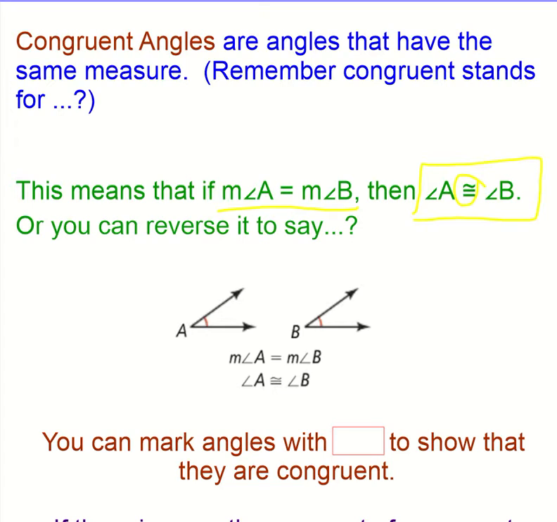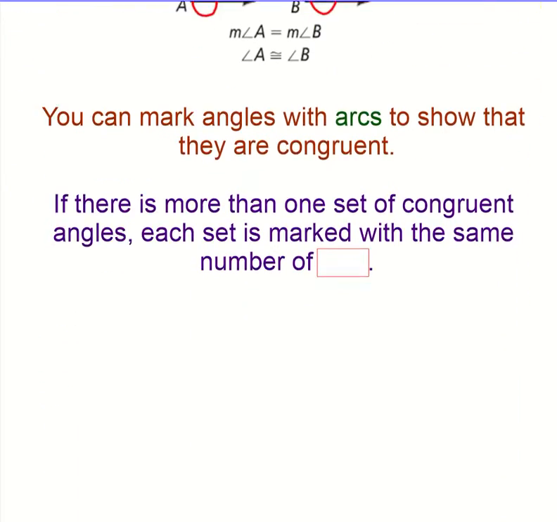So if we start with a drawing and we have angle A and angle B, they both have these congruent arcs in them. The measure of angle A is equal to the measure of angle B, then angle A is congruent to angle B. Remember, you can mark them with arcs to show that they are congruent.